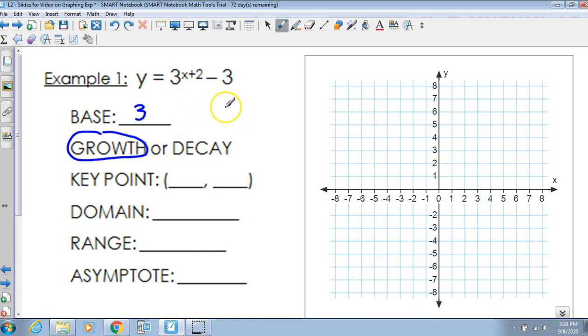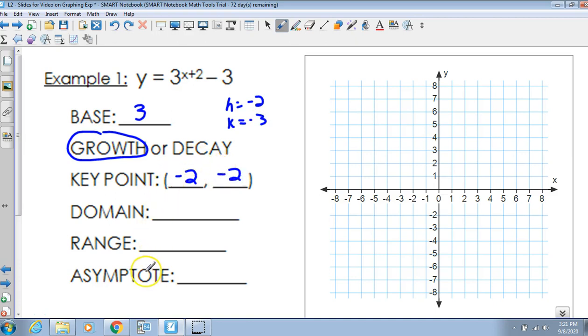Let's identify h and k. H is negative 2 because it's x minus h, and k is negative 3. So our key point is, since it's a growth function, h, k plus 1, and negative 3 plus 1 is negative 2.